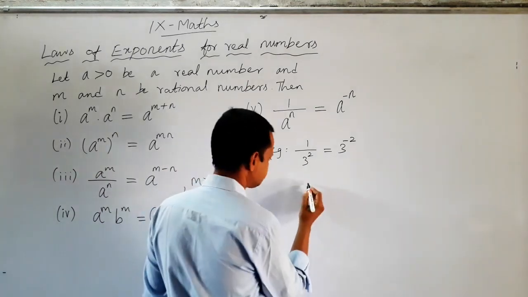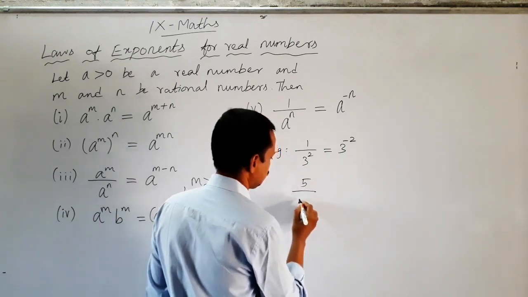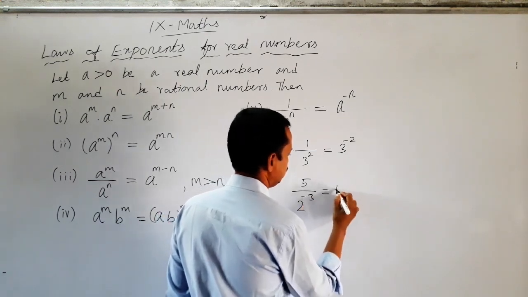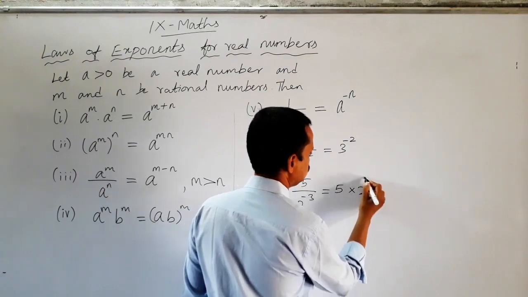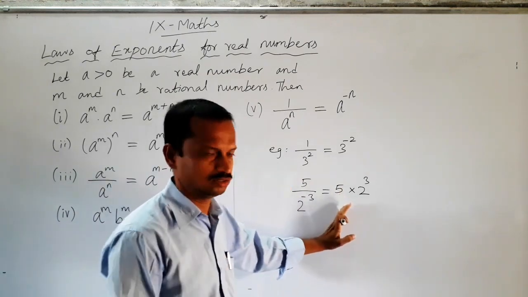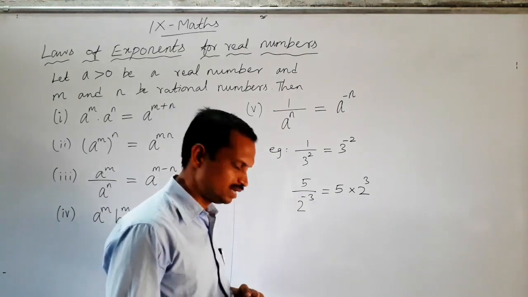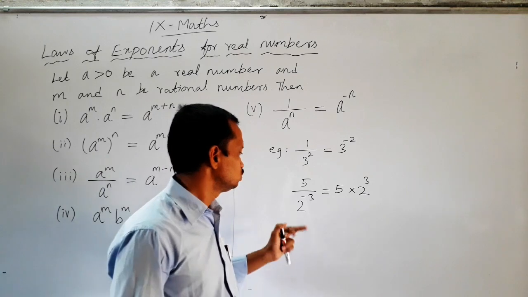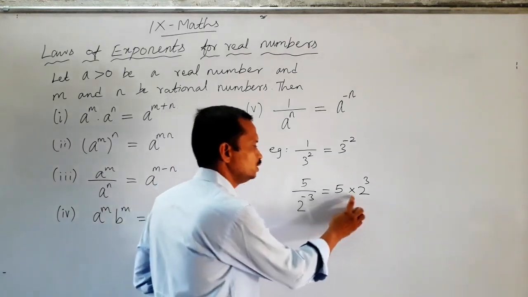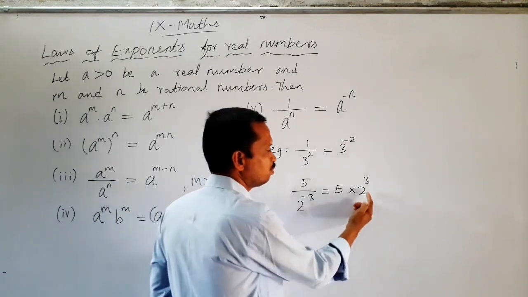Another example: take 5 by 2 power minus 3. Then we can write 5 into 2 to the power 3. The numerator is 5, leave it, just write it as it is. But in the denominator, you see 2 power minus 3, which is the negative exponent of 2. If you want to change it to a positive exponent, we write 5 into 2 to the power 3. So the denominator 2 power minus 3 becomes 2 power 3.